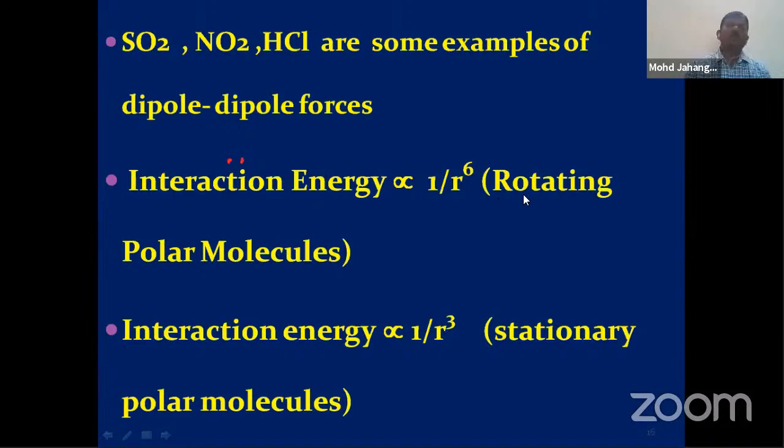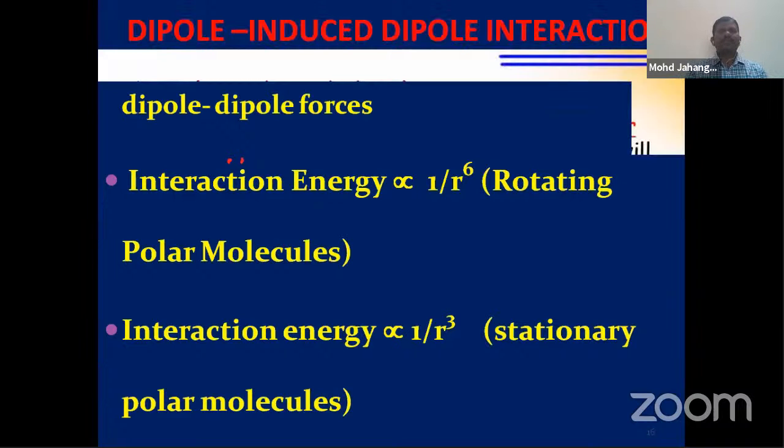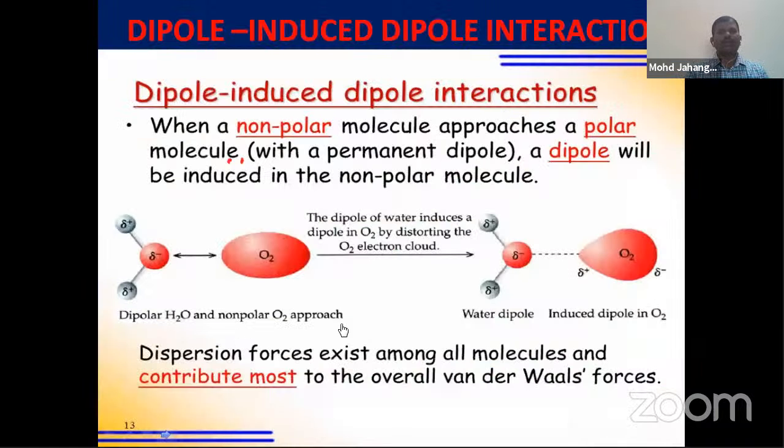This 1 upon r power 6 is applicable to rotating polar molecules, which are like liquids. And the interaction energy is directly proportional to 1 upon r power 3, or r cube, in the case of stationary polar molecules, like in solids. So that is about dipole-dipole forces. Between molecules, one kind of force present is dipole-dipole forces, the first type. The second type is dipole induced dipole interactions.